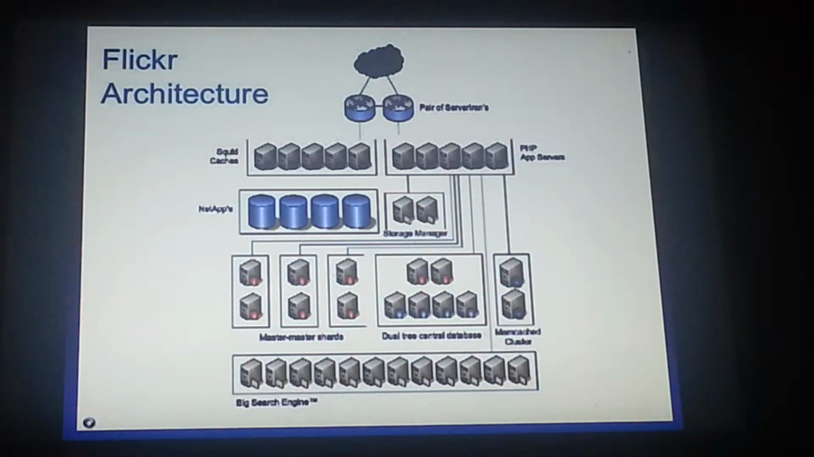And then we have the dual tree central databases. Dual tree structure is a custom set of changes in MySQL which helps us to scale the database. And then we have the memcached cluster, which we can think of as the short-term memory in the application. And at the end, lower, we can see the big clusters of the search engine.